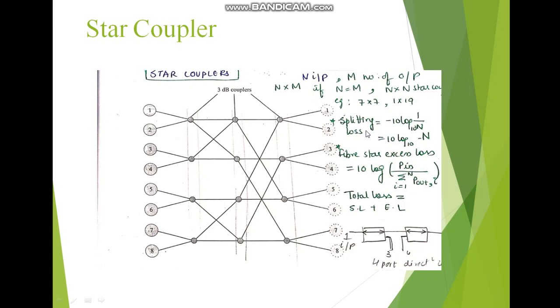Splitting loss: whenever the power in this fiber coupler is split, that loss is known as splitting loss. We are considering N cross N, meaning n is equal to m. So splitting loss is given by minus 10 log10 (1 by n), or 10 log10 n. Fiber star excess loss is given by 10 log10 of P input upon the summation of P output i. Total loss is splitting loss plus excess loss. So this is the basic of the star coupler.